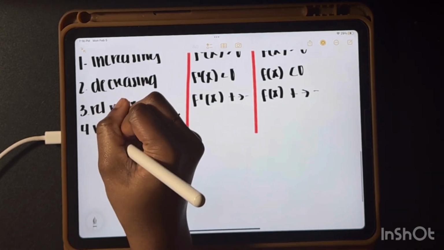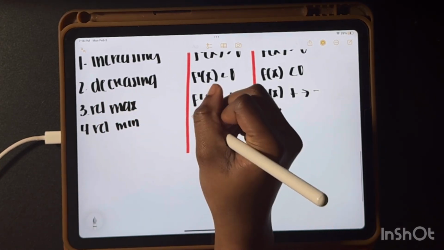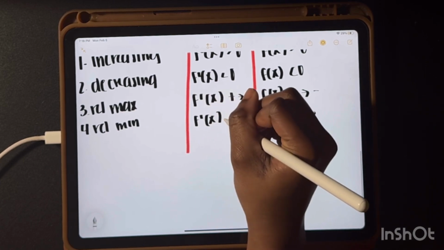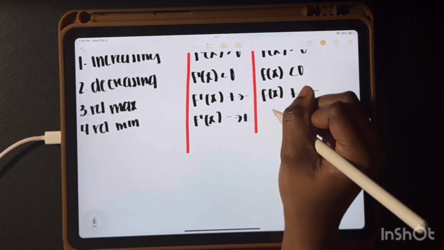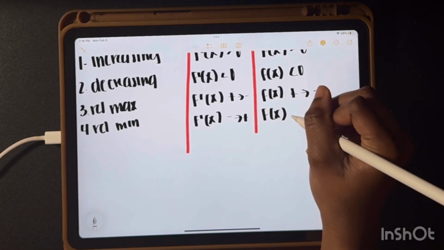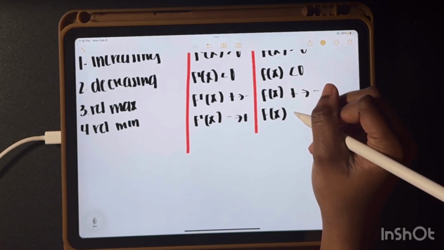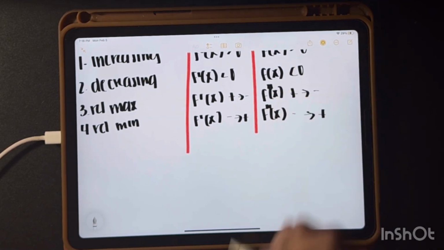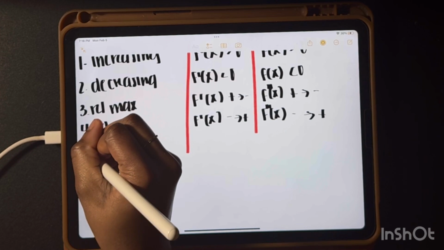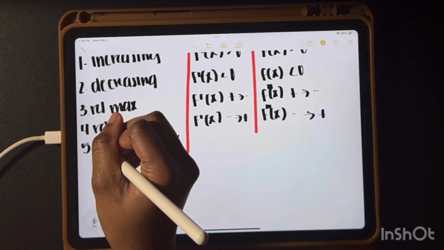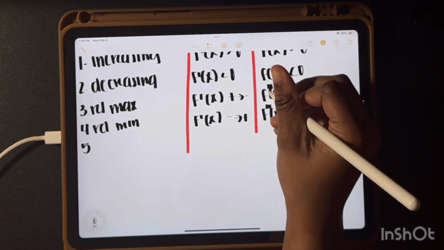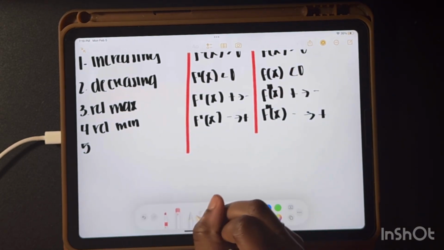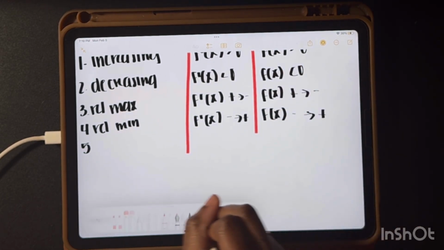When looking at relative minimums, our F prime of x changes from a negative to a positive, and our f of x also changes from a negative to a positive. Sorry, our f double prime of x's, so our second derivatives. Sorry, I know I was right. Our f of x's change.